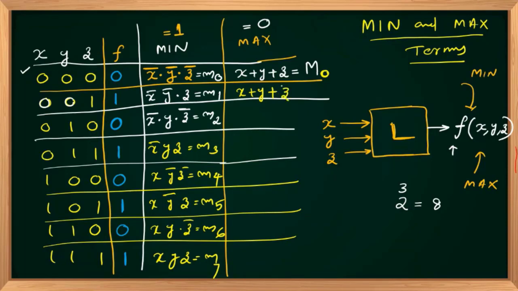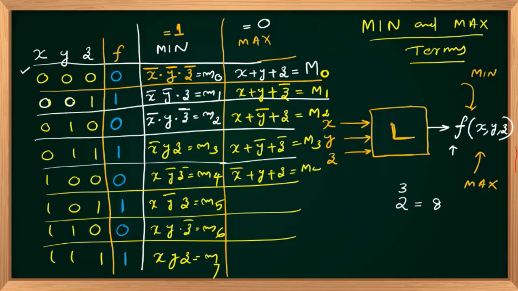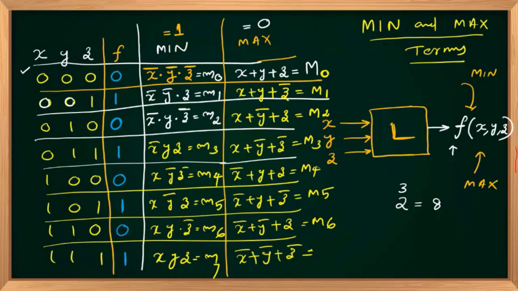Similarly, second case, x plus y plus z is 1, so sum should return a 0, so I should add z complement, and that will be M1. Then x plus y bar plus z, third row, that is my caps M2. Then x plus y bar plus z bar, that is my caps M3. Then x bar plus y plus z, that's my caps M4. Then x complement plus y plus z complement will give me M5. Then x complement plus y complement plus z will give me M6. Then x complement plus y complement plus z complement, because all x, y, z's are 1, will give me M7. Okay. So I have defined my min and max terms.